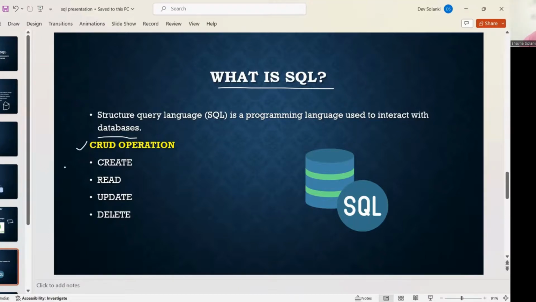That is create. We can create any database in SQL. Then we can read. If the data is in tabular form, say there is one table which has records of all the employees' details in a company, then if you want to read that table, we can read it. We can update: if you want to make any changes in that data, that is the update operation. Then if you want to delete any data, we can delete. These are the four main operations which SQL has, known as CRUD operations: create, read, update, and delete.